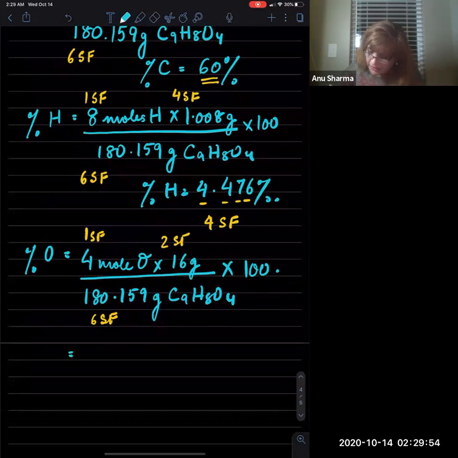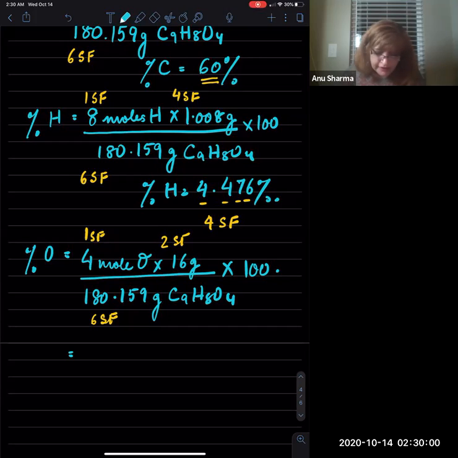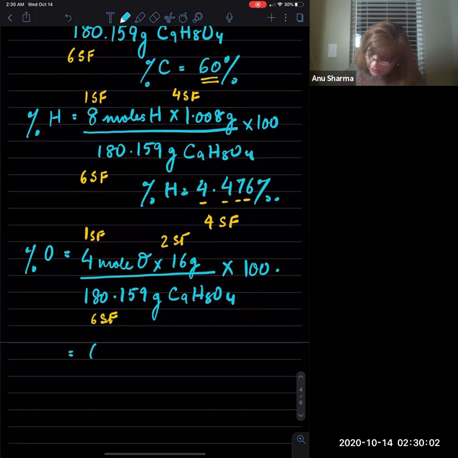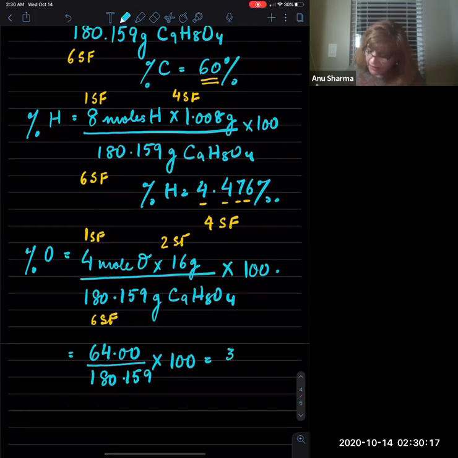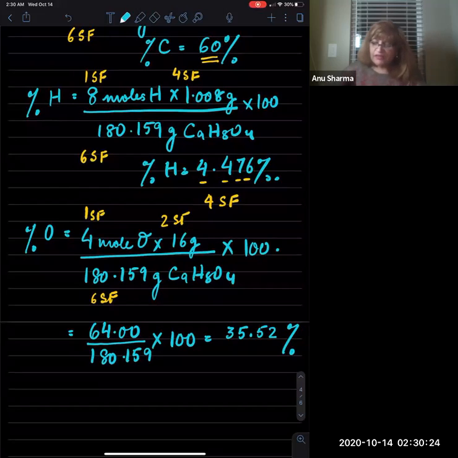Let us see what you get when you do this further. Multiplying, this becomes 64, 4 times 16, divided by 180.159, times 100. When you do this whole thing, it comes out to be 35.52%.